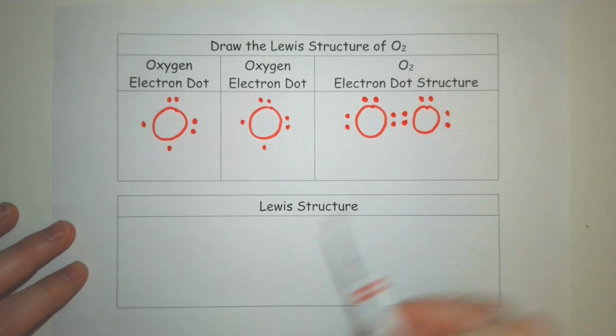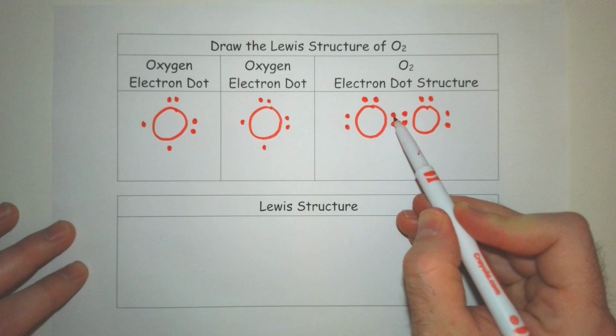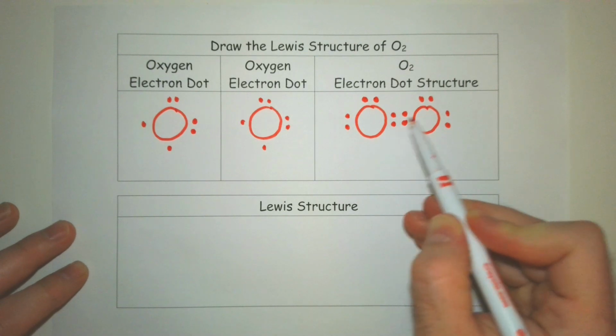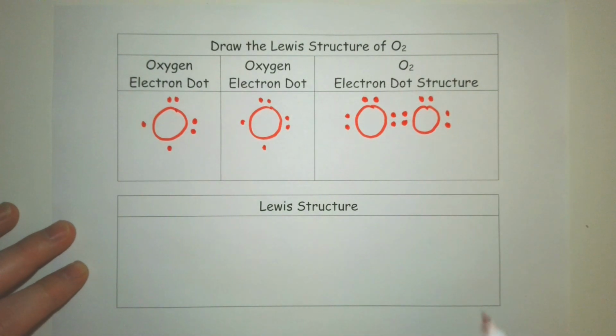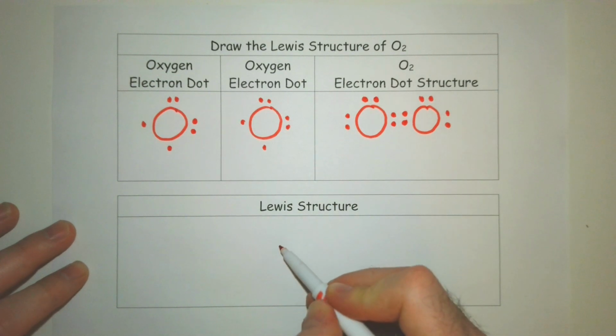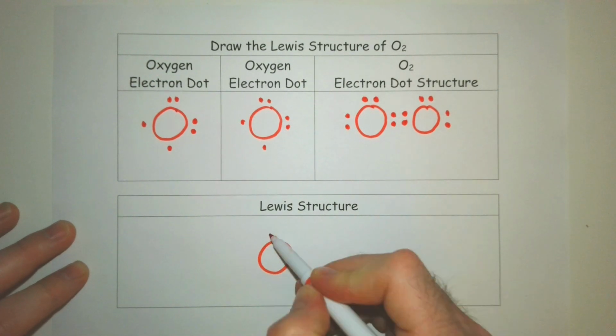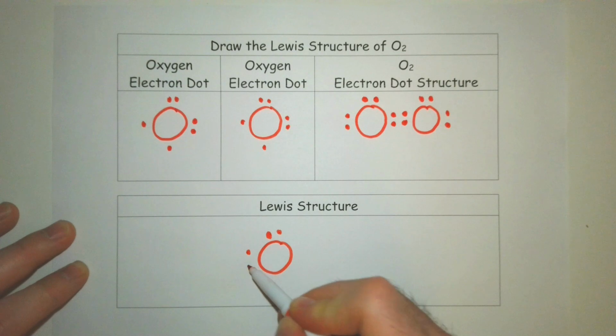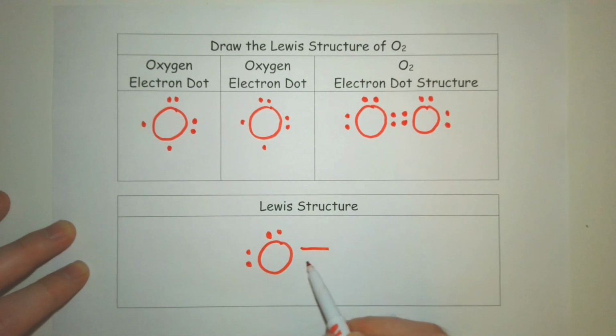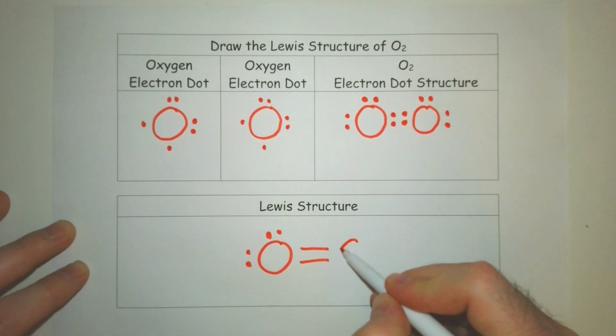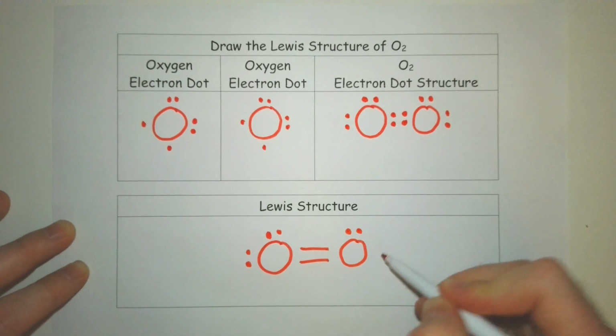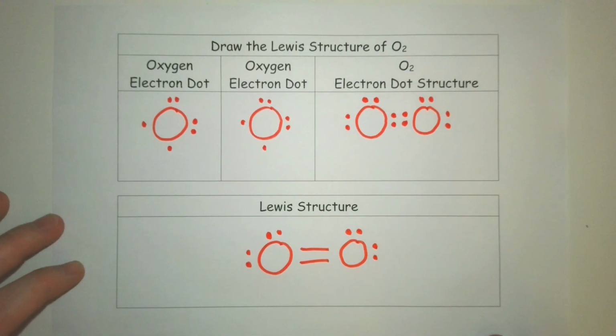And so with the Lewis structure, all you have to do is, for every 2 shared electrons you have, you're just going to draw a line. All right, so I'm going to put my valence electrons right here. I have a double bond, and then put some more valence electrons right there.